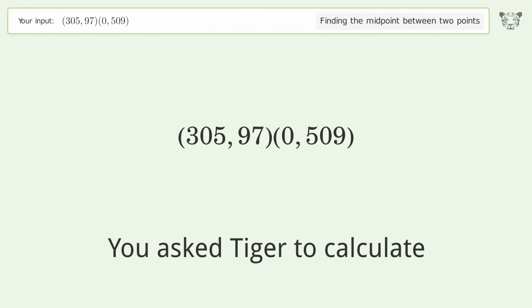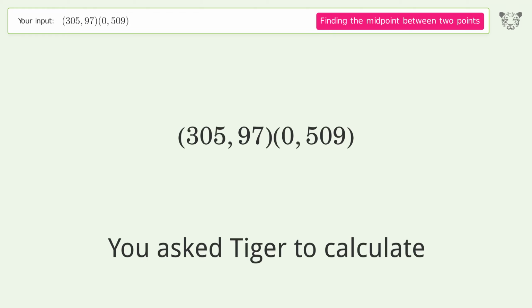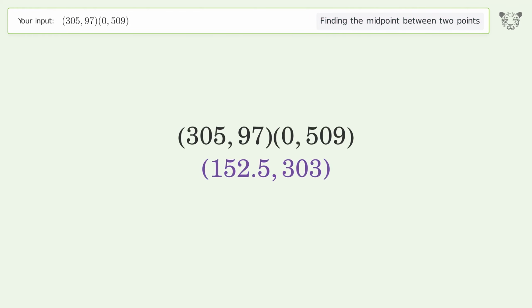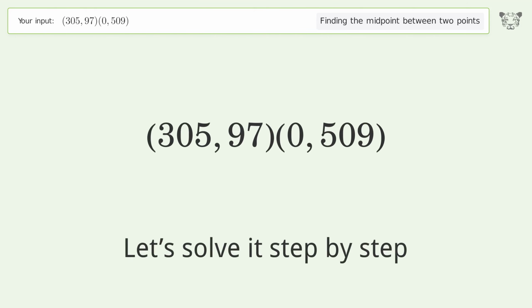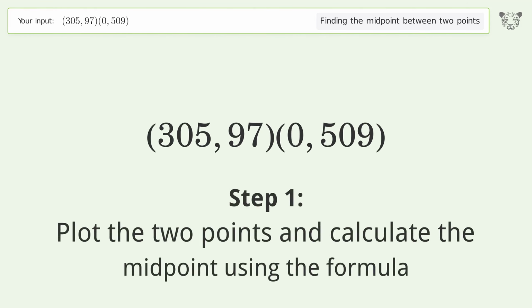You ask Tiger to calculate. This deals with finding the midpoint between 2 points. The midpoint between the 2 points is 152.5, 303. Let's solve it step by step. Plot the 2 points and calculate the midpoint using the formula.